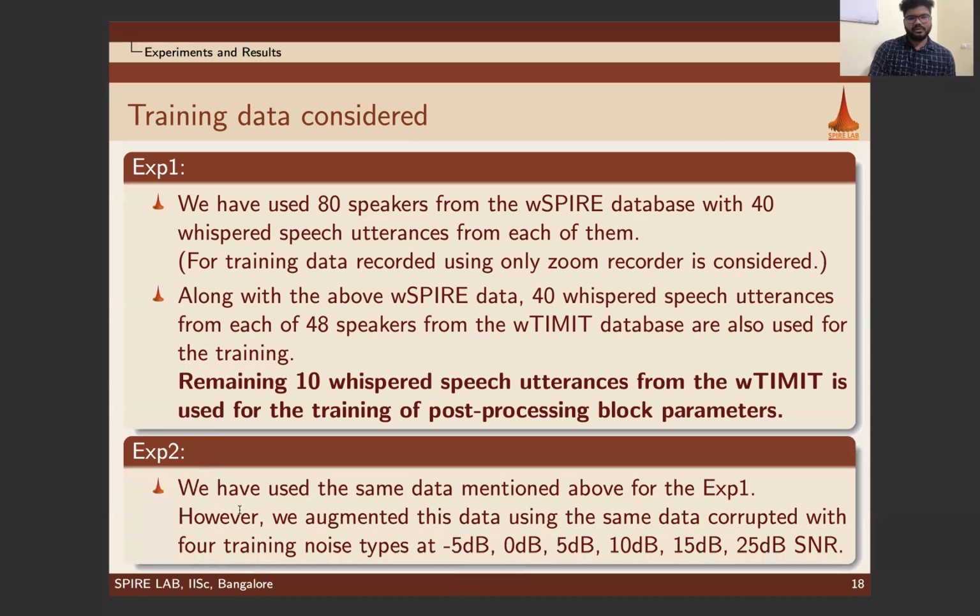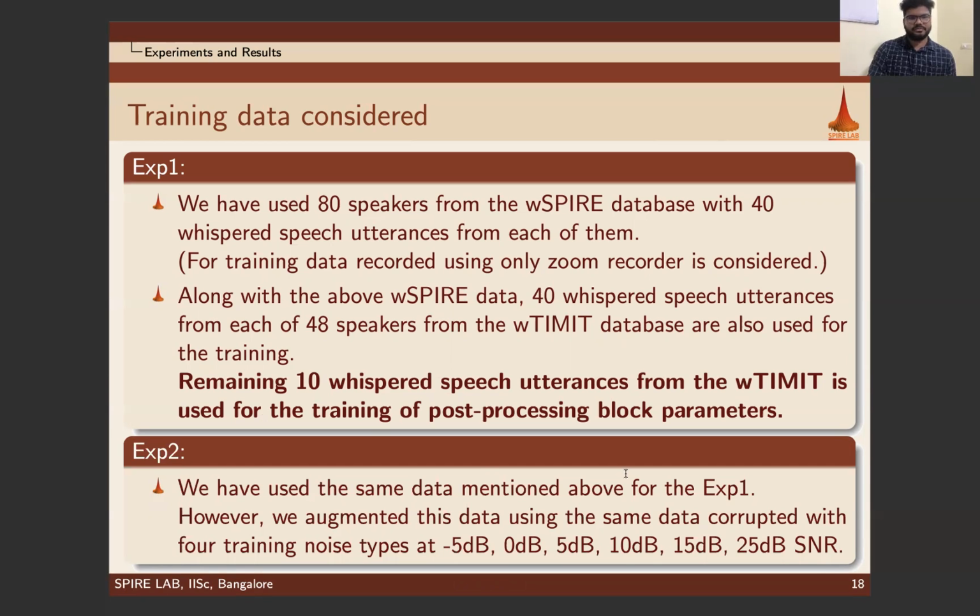Coming to experiment 2, we have used the same data as experiment 1. However, we augmented this data using 4 different types of training noises at -5, 0, 5, 10, 15, 25 dB SNRs. We have considered different SNRs for the training and testing to see how both the methods perform in an unseen SNR type of condition.